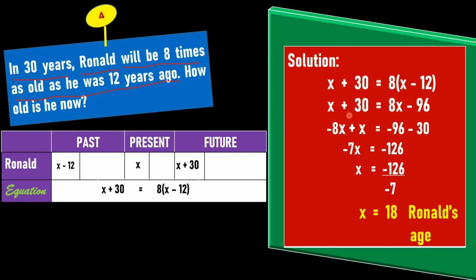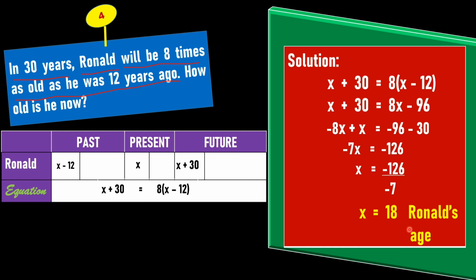Then transpose 8x to the left side, negative 8x plus x. Then transpose plus 30 to the right side becomes minus 30. So we have negative 8x plus x is equals to negative 7x. Negative 96 minus 30 is negative 126. Inverse of multiplication is division. So just bring down the negative 7. So we have negative 126 divided by negative 7 is equals to 18.